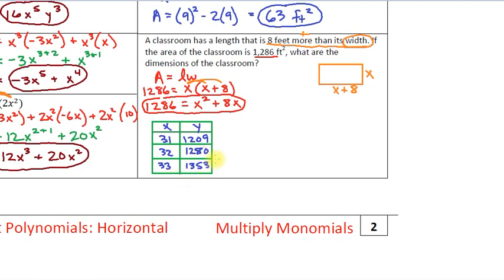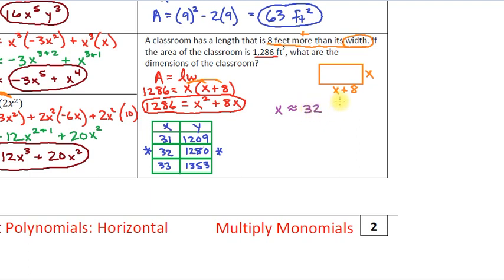Now that's too high. Now what you do is you look at your table and you pick the number that's closest to this area. It doesn't matter whether it's higher or lower, it's just the one that's closest. So in this case, you can see that 32 is the best answer. 32 gets us very close to our actual area of 1286. So that means for our final answer, x is not exactly 32, it's going to be approximately, remember this symbol from previous years, approximately 32.